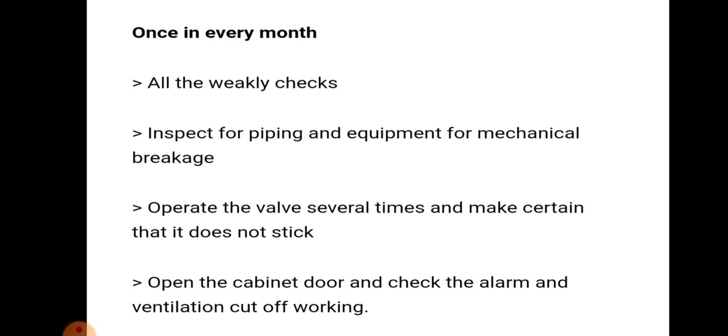Once in a month means all the weekly checks. Inspect piping and equipment for mechanical breakage. Operate valve several times and make certain that it does not stick. Open the cabinet door and check that the alarm and ventilation cut-off are working.